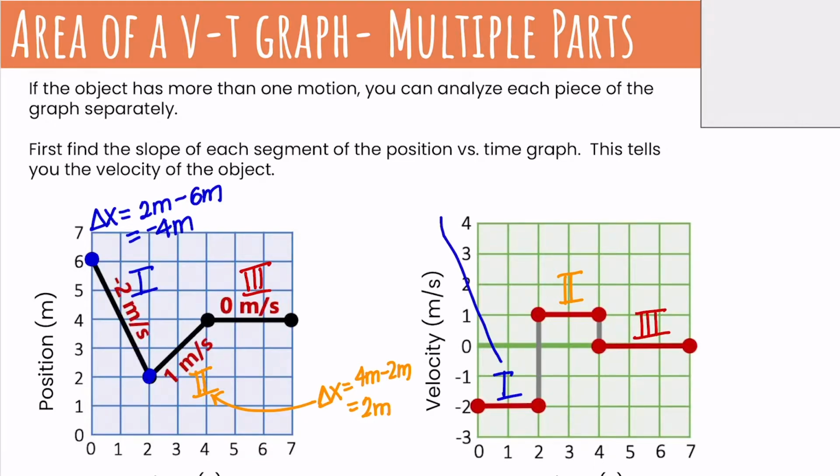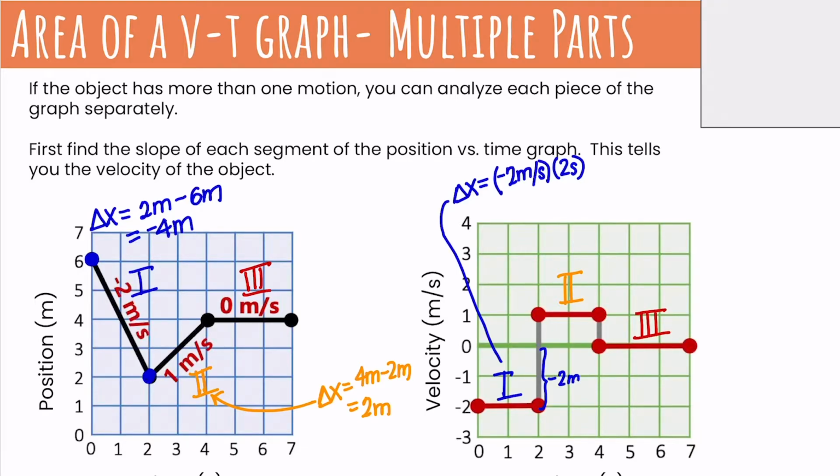So we have our first segment. Our displacement this time is going to be the area of the velocity times time. So our velocity here is negative 2 meters per second times the time from 0 to 2, which is 2 seconds. And so negative 2 times 2 is going to give us negative 4.